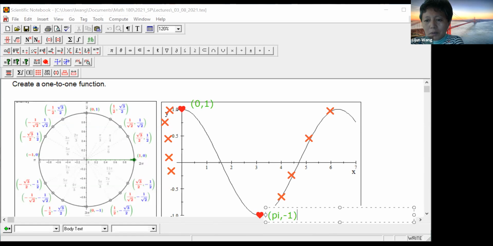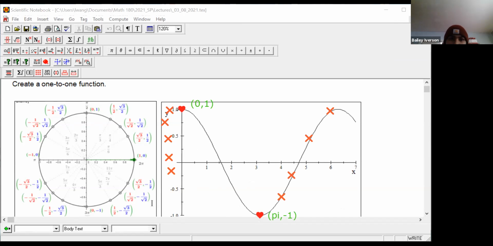Okay, does everybody follow me? So this piece is chosen. What does this piece correspond to? Which quadrant does it correspond to on the unit circle? Quadrant 1 and 2. That's right. Quadrant 1 and quadrant 2. So what happened to quadrant 3 and 4?